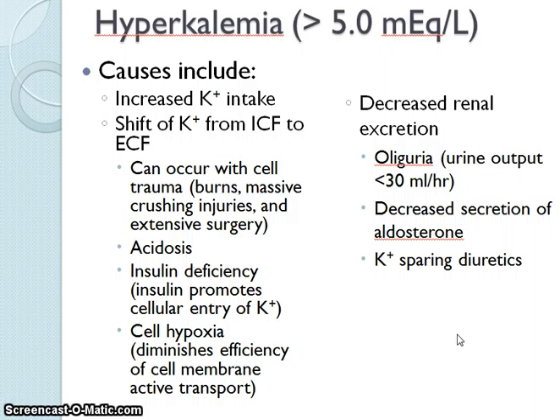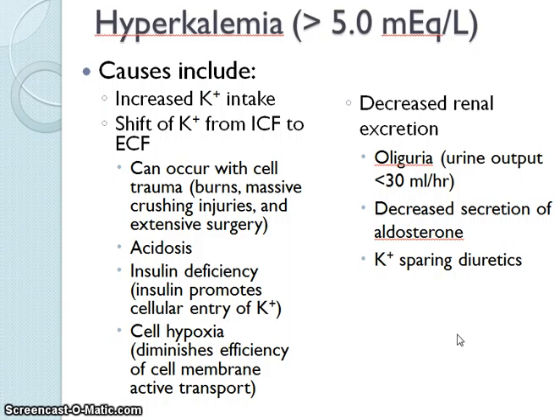Acidosis, where our pH level is too low, can cause potassium to shift out of cells and into extracellular spaces. If they have an insulin deficiency, then the insulin's not going to push potassium into the cells, so it will be left out. If there's cellular hypoxia, the lack of oxygen is going to cause the cell membrane to not be as efficient, so potassium will leak out.